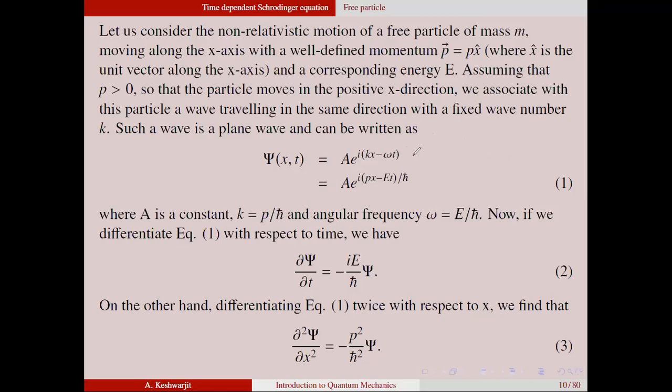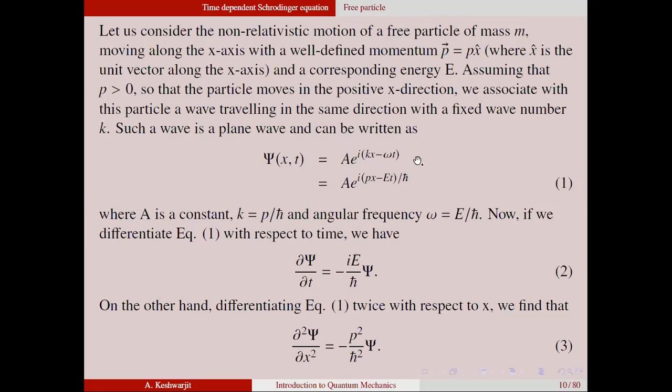So since we know that matter has wave as well as particle property, this particle which is moving towards the right with a momentum p and energy E can be represented by a plane wave because it is a free particle. It can be written as psi equal to A e to the power i(kx minus omega t), because the plane wave is traveling towards the right. Therefore, we should represent it by a wave moving towards the right.